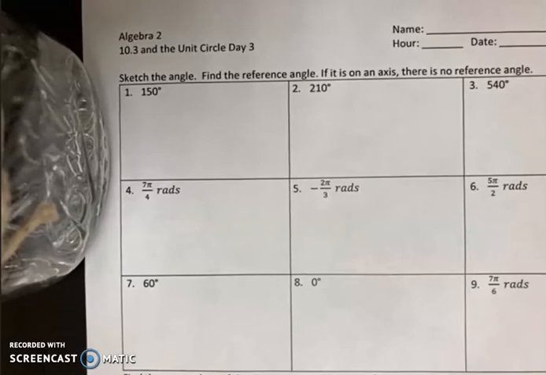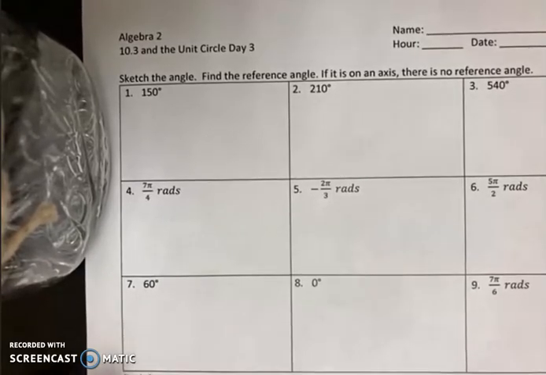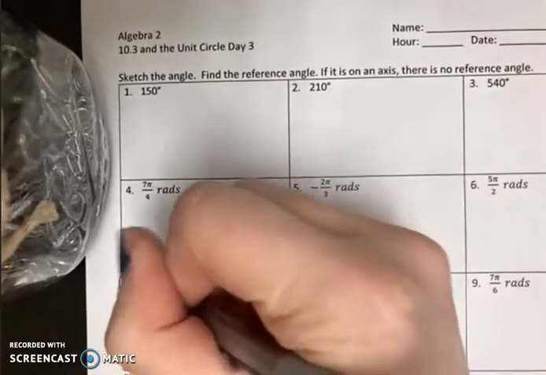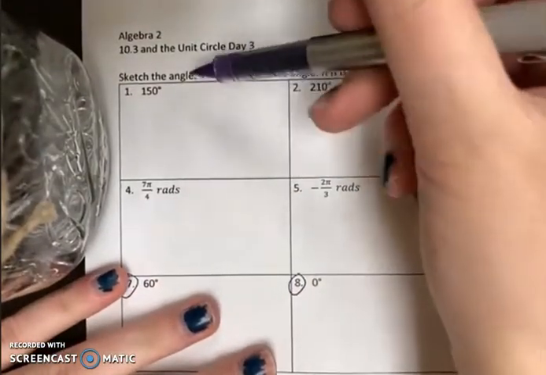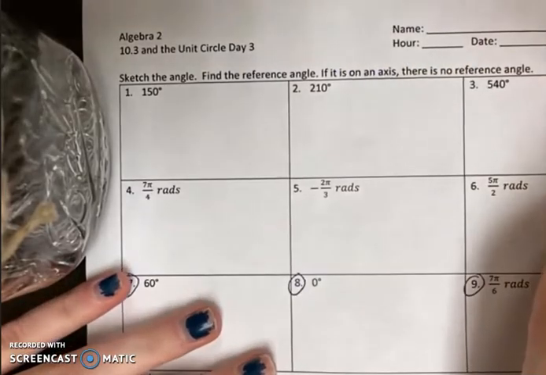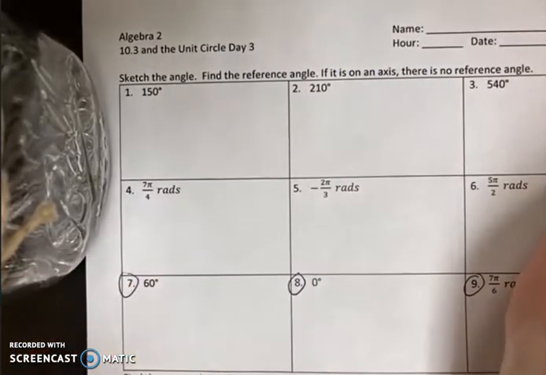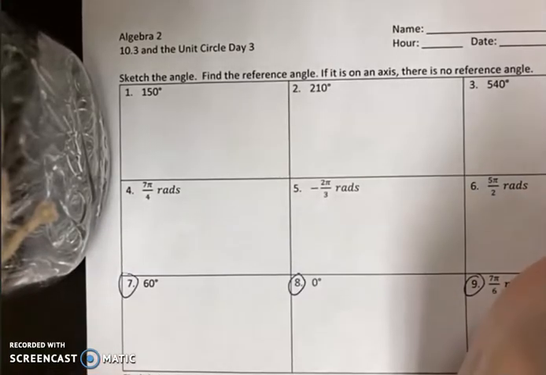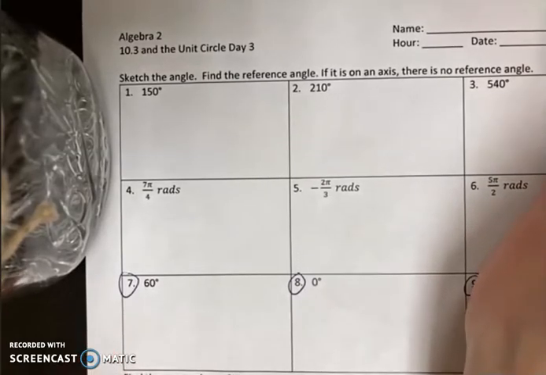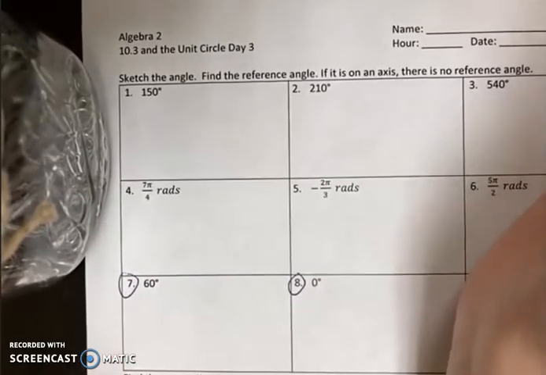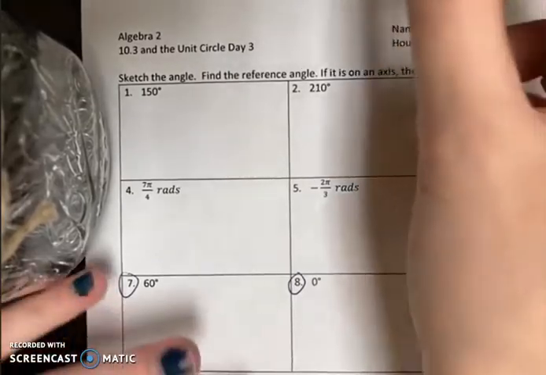So I'm going to model 1 through 6 with you, and you'll end up trying 7, 8, and 9 all by yourself. So I'll move at a quick pace since all of this should be review. Number 1, we are going to sketch the angle, find the reference angle, and if it's on the x-axis, just write quadrantal angle. Really, the reference angle is 90 degrees because that's how far away the terminal side is from the x-axis. But like I said, we'll just write quadrantal angle if that happens.